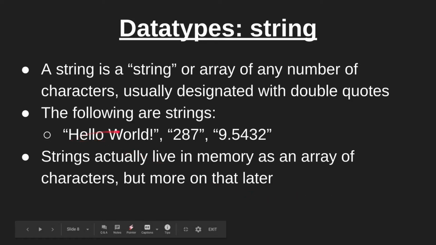So here are some strings. We have hello world, exclamation point, 287, and yes, you might think that's an integer, but it has the double quotes, so it's actually a string. And then 9.5432, again, that is also a string because it has the double quotes. So let's do an example of this.